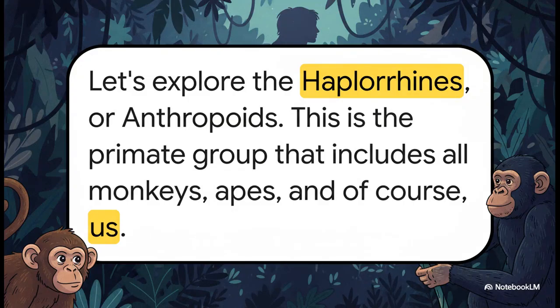So, in the last explainer, we covered the basics of how we classify primates. This time, we're zeroing in on our side of the family, the haplorhines, which you might also hear called anthropoids. And yeah, this group includes every single monkey, every ape, and you guessed it, us.